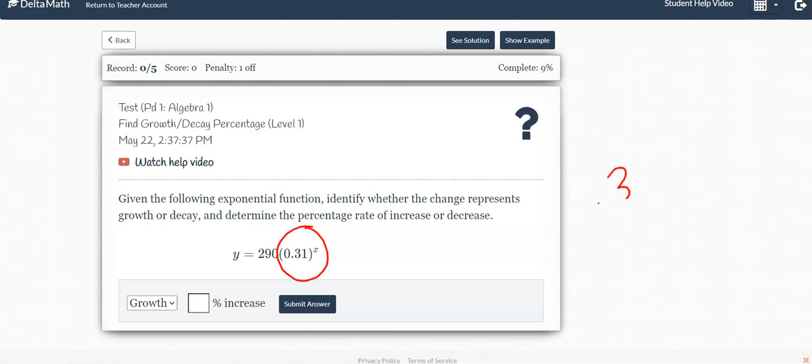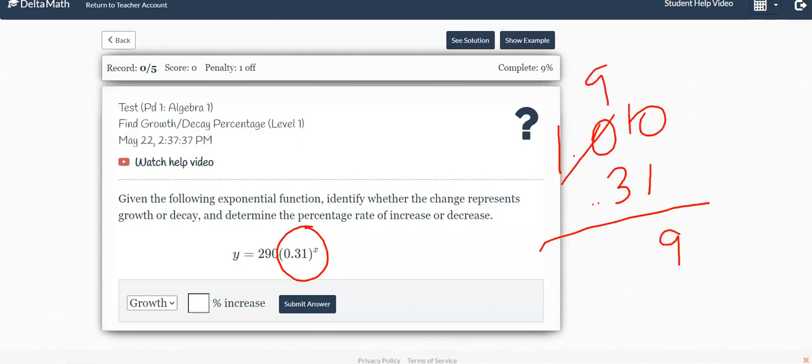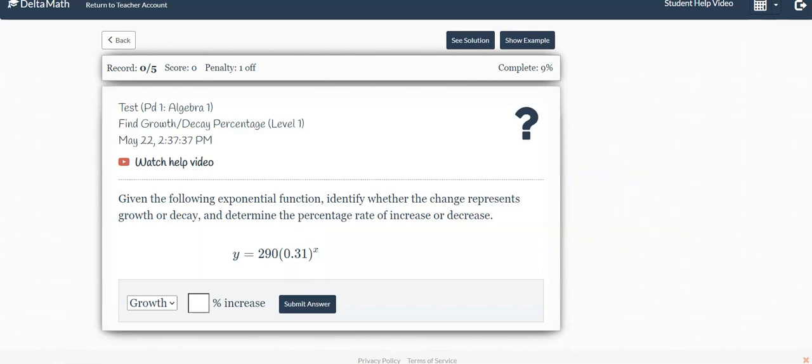There is 0.31 left over. So if I take that away from 1.00, I get 0.69, which is a percent of decrease of 69%. So I'm going to say over here that this is decay because it's less than 1. And then I'm going to subtract this number from 100.